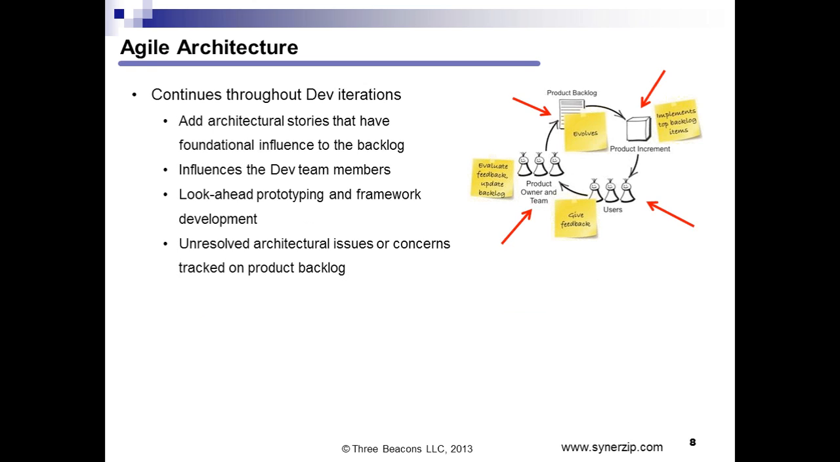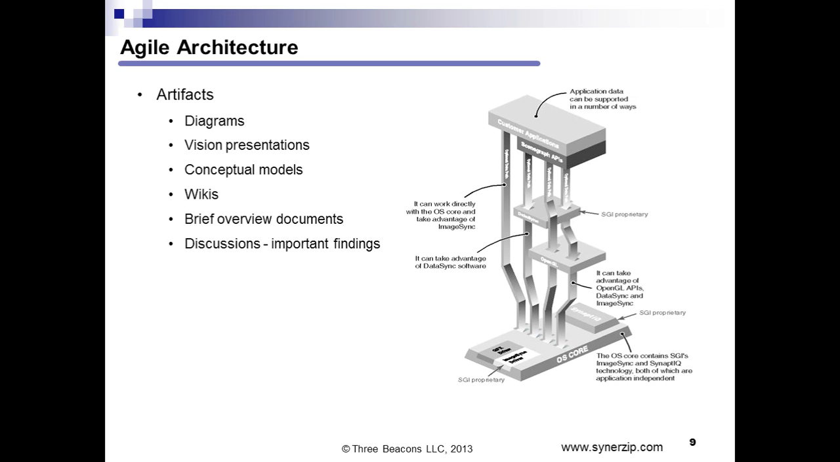Keep them coming. Well, the artifacts for an Agile architecture approach. Lots of vision presentations, lots of diagrams, lots of whiteboarding sessions, lots of models, not so much a huge thorough document. Maybe there's a small overview document which is more overview in nature, but mostly it's about diagrams and communication and collaboration.